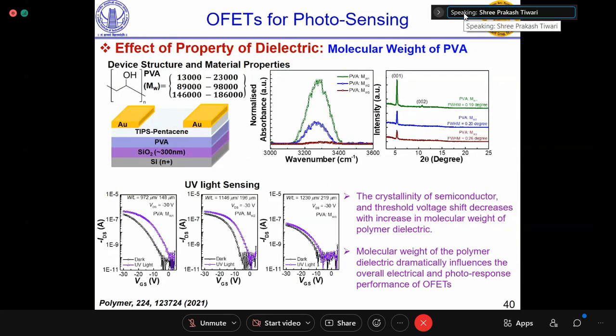And not only semiconductors, sometimes the dielectric you use also has an impact on your device properties. One of the further explorations was to use organic devices in storage or memory. Right now you can see very high voltage demonstrations only because we are talking about a dielectric which is 300 nanometer silicon dioxide. But it's more like a capability demonstration. So here you see molecular weight of the dielectric also played a role in UV light sensing. Okay. So that was one study which was done.